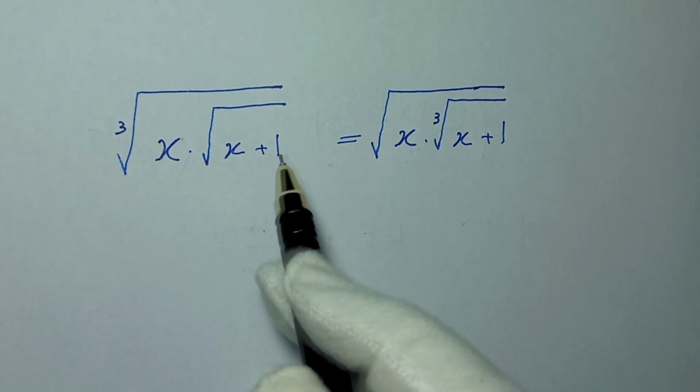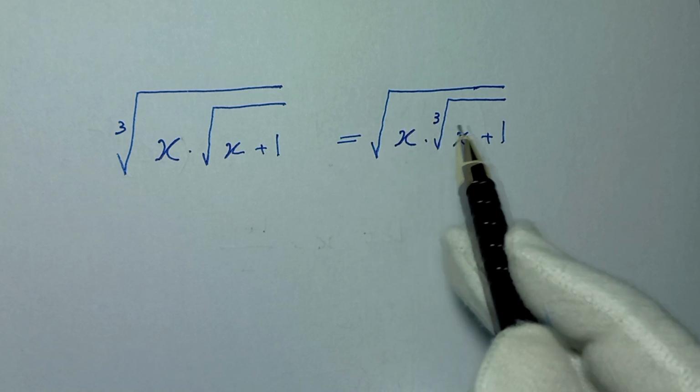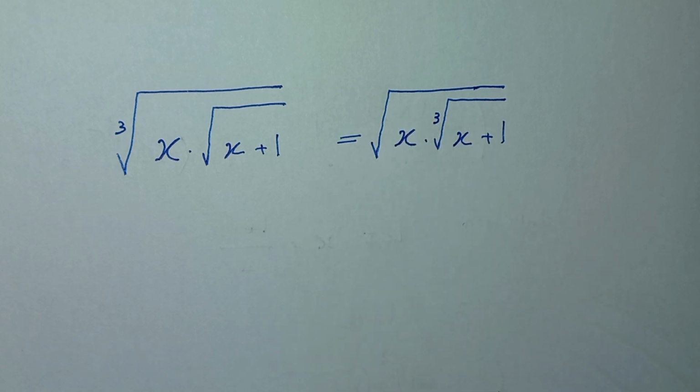You're welcome to solve this math problem, which is the cube root of x times the square root of x plus 1 is equal to the square root of x times the cube root of x plus 1, to find the values of x.